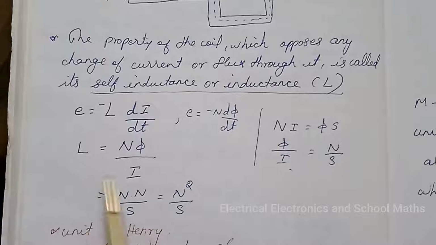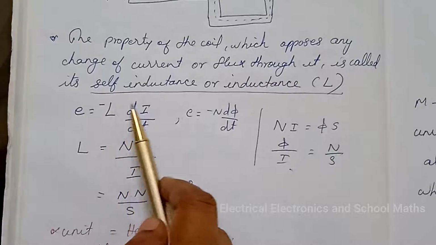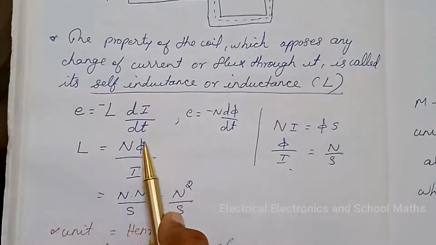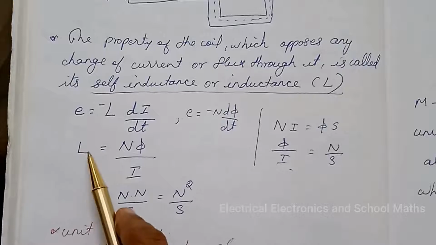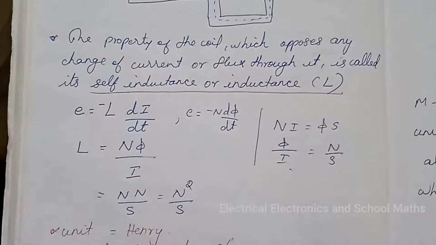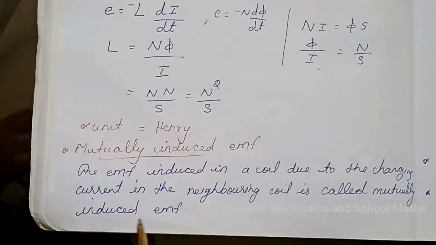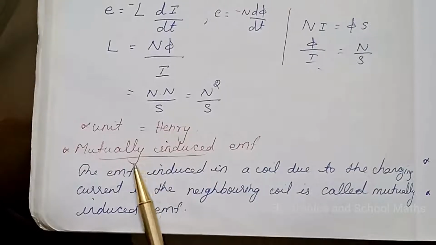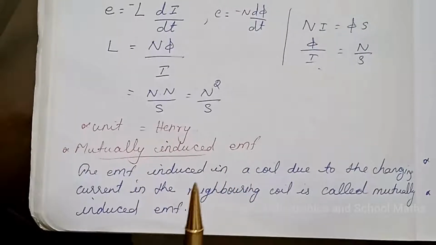So, there are different expressions for the self-inductance, that is E is equal to minus L into di by dt. Also self-inductance L is equal to N into phi divided by I and N square by S. The unit of self-inductance is Henry.